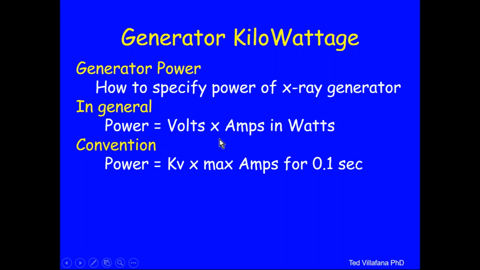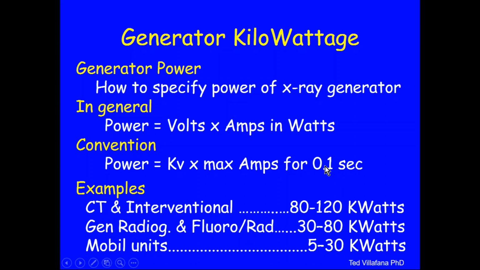So the convention is that the way we specify a generator, the kilowatts on a generator is as per the equation. We take the voltage, but we usually work with kilovoltage, and then the convention is we multiply the voltage by the maximum amperage that the machine can take at 1/10 of a second exposure. That's how we specify it. The voltage times the maximum amps that the machine can generate without blowing up at 1/10 of a second.